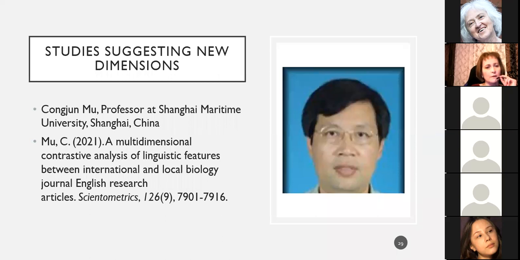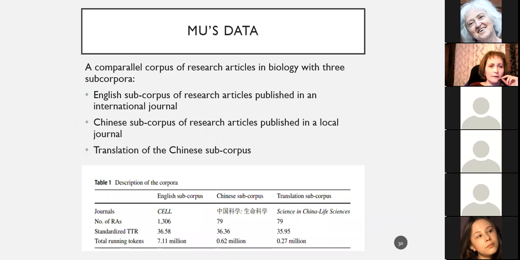And the work is called a multidimensional contrastive analysis of linguistic features between international and local biology journal English research articles. So in this study, the data was a comparable corpus of research articles in biology with three subcorpora.